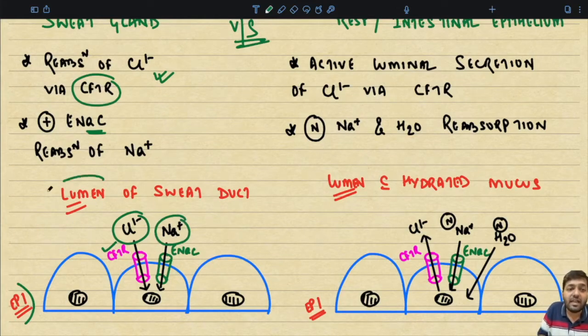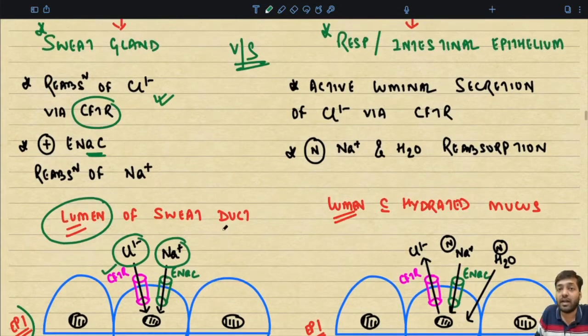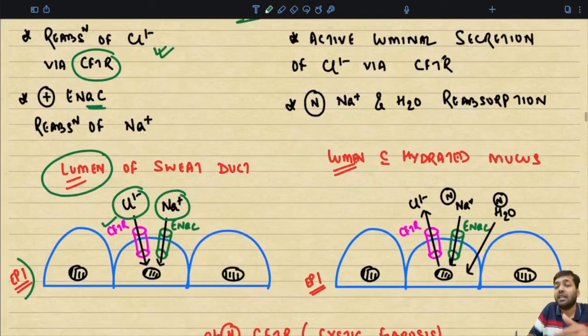So this is basically the lumen. The lumen of a normal sweat duct always contains hypotonic fluid, because the normally functioning CFTR is facilitating both sodium as well as chloride reabsorption. So this is the case in the normal sweat gland. In the case of a normally functioning CFTR at the level of the respiratory or intestinal epithelium, it causes active luminal secretion of chloride ions via CFTR.